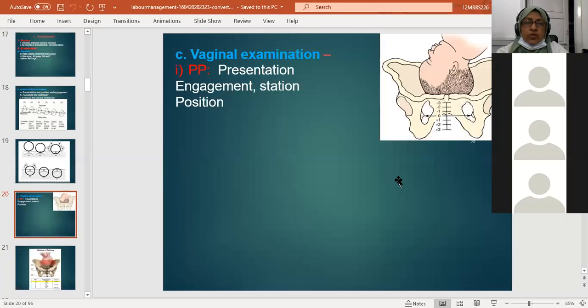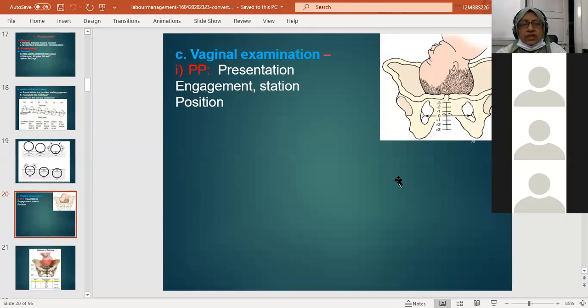Then you are going to do the vaginal examination, but there is one thing which is very, very important. If the patient comes to you with a history of heavy vaginal bleeding, or there is a gush of fluid, or there is leaking, then it is better not to do the vaginal examination. Instead of doing the vaginal examination, you must do a sterile speculum examination.